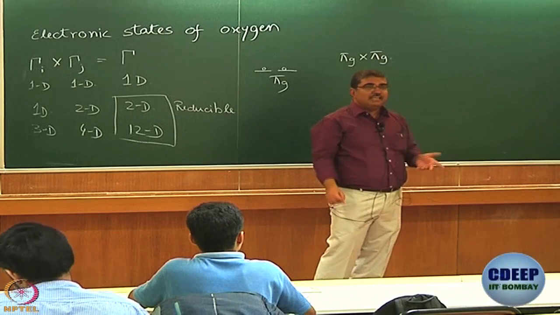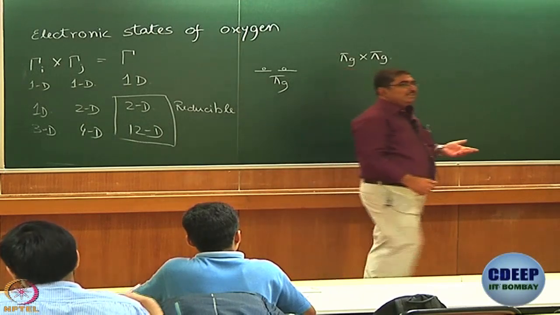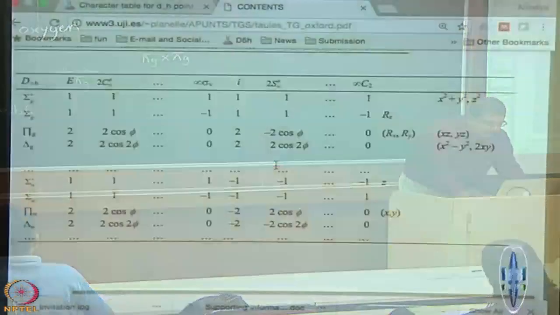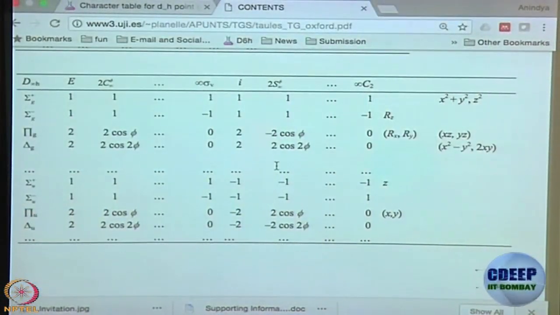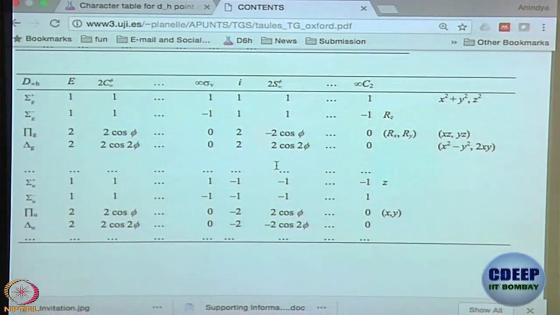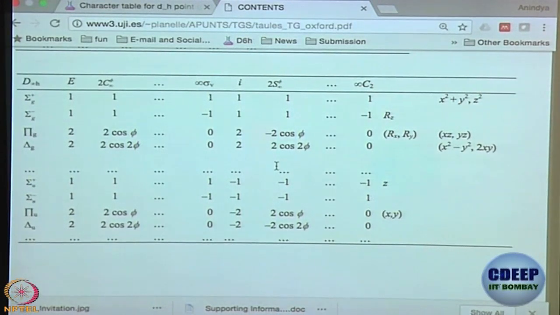D infinity h. So, say that. What is the problem in saying that? D infinity h. So, we need to see the D infinity h character table. This is the D infinity h character table. As usual, we will do the long cut first and then we will learn the shortcut.